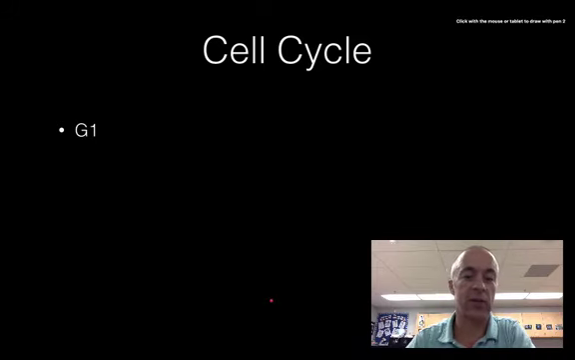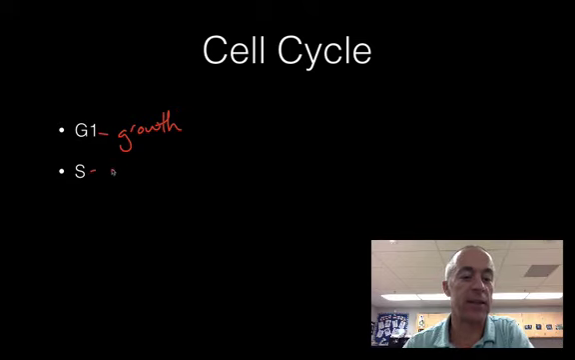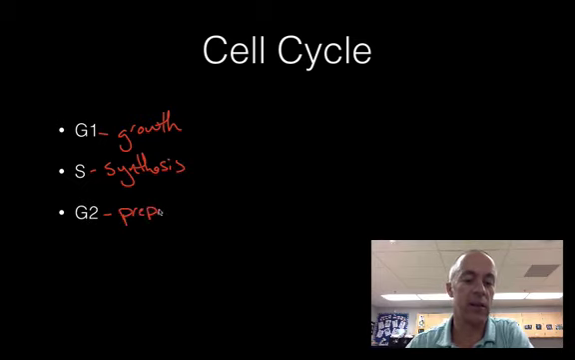In eukaryotic cells, it's a little bit more complex. The cell cycle, remember, is divided into phases. The G1 phase is our normal growth phase. This is our normal day-to-day activities. The S phase is the synthesis phase, where we are replicating the DNA. The G2 phase is just preparing to divide. So our cells are getting ready to go through the process of mitosis, which is the M phase.